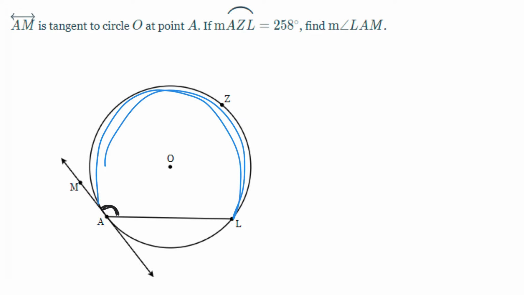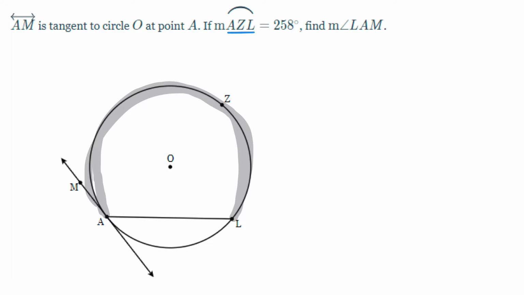So let's see what we are given in this particular question. We have an arc from A to Z to L. So that's a really big arc we've got going here. That's a major arc, but this major arc has a measurement of 258 degrees. And they're asking me for the degree measurement of angle LAM.